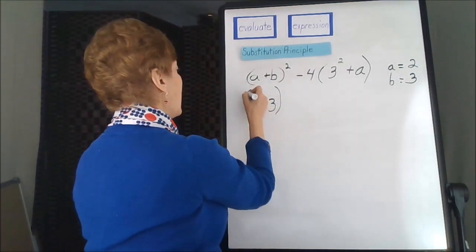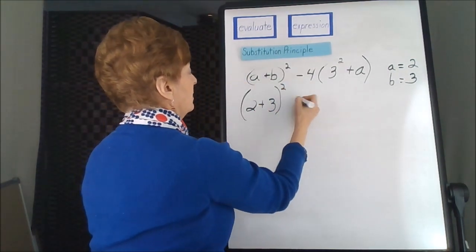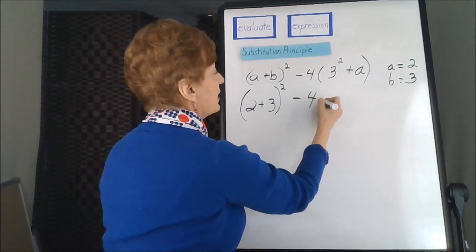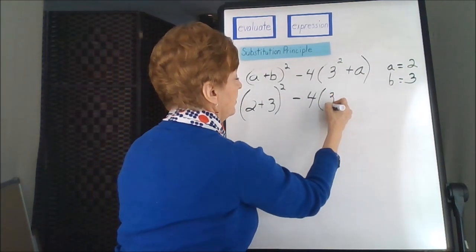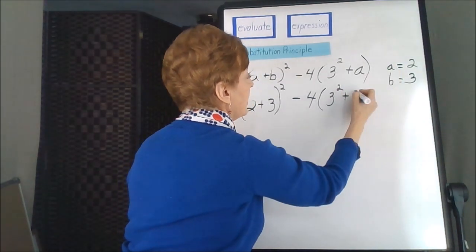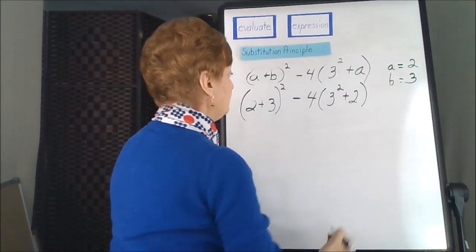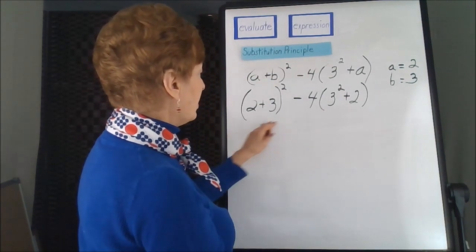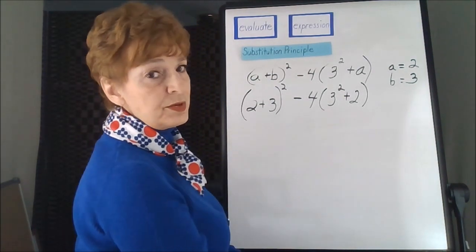But I'm going to copy all the symbols that I'm not quite using yet. 3 squared plus, I have a letter, so I look over here to my chart and I have 2. Now I've got a couple wild cards in here, so those are done first.